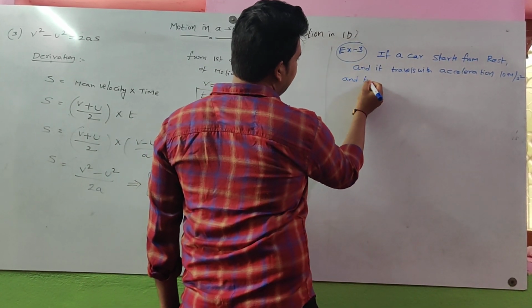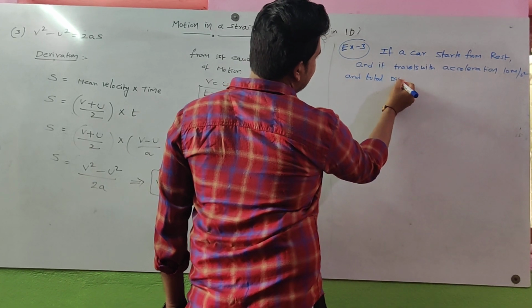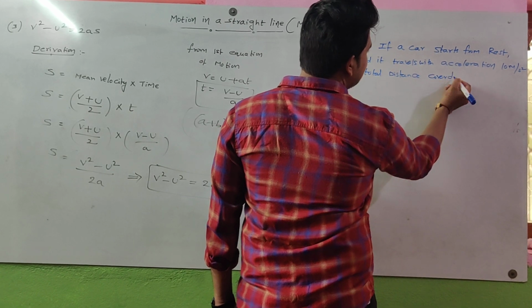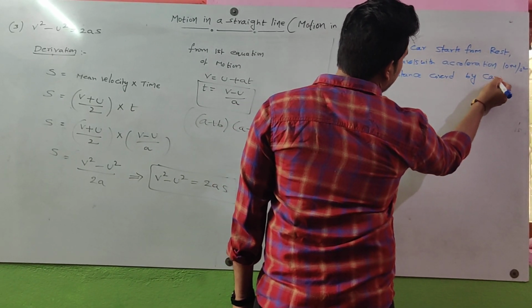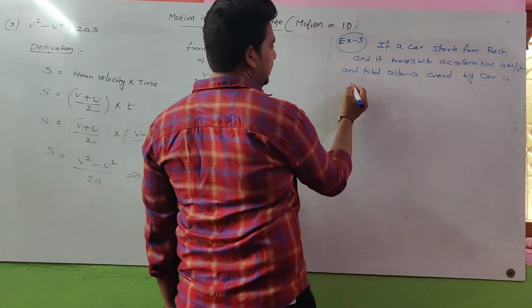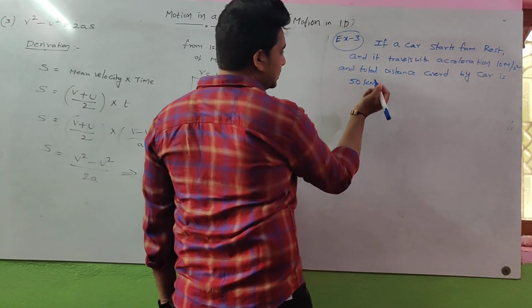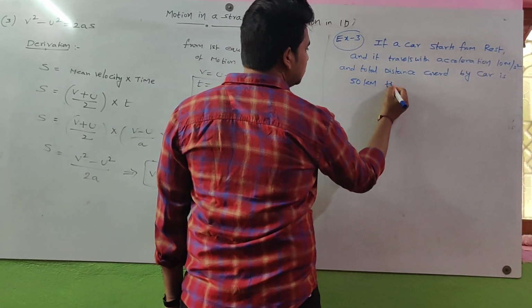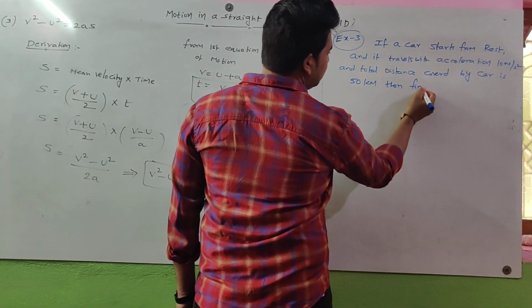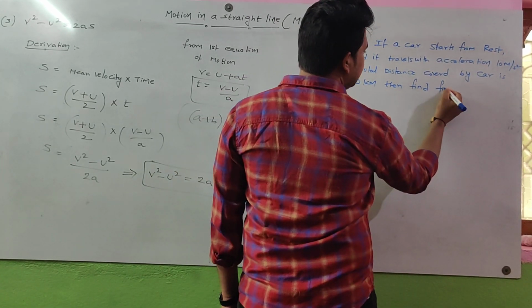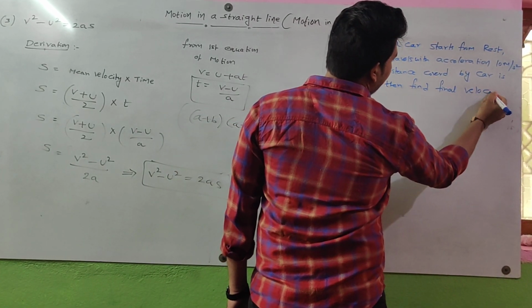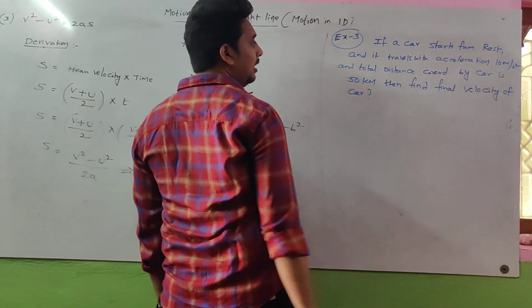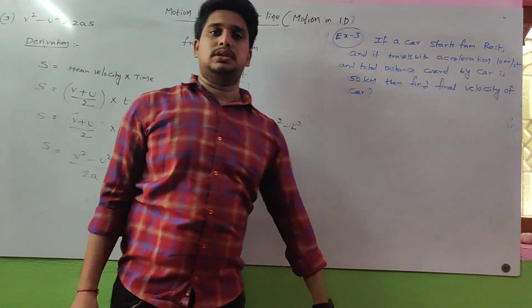And the total distance covered by the car is 50 kilometers. Then find the final velocity of the car. So this is the question.